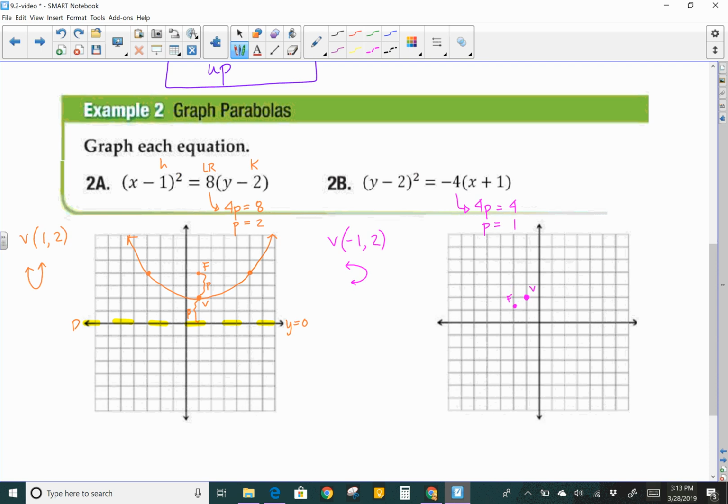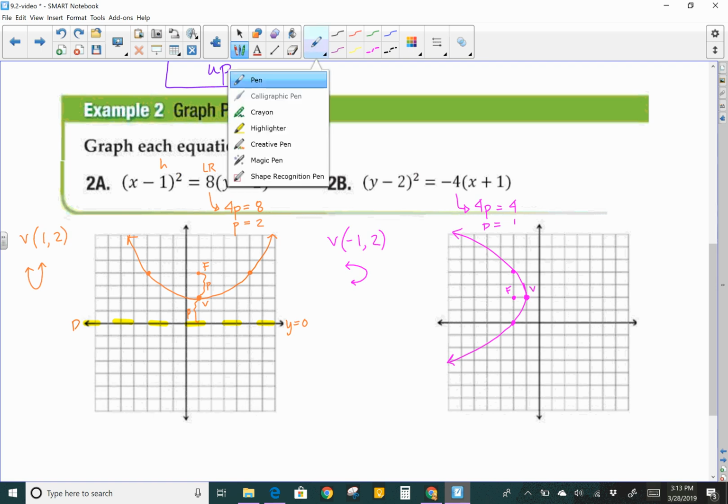Okay? This is also the length of my lattice rectum. So I know if I go here, that's one endpoint, and that's one endpoint, and then I'm going to know that my parabola is doing this. Kind of missed that. Let's try that again. Good enough. Y'all got the idea.